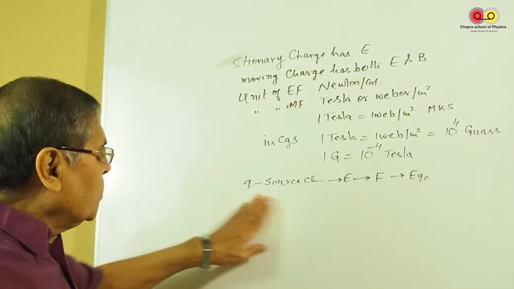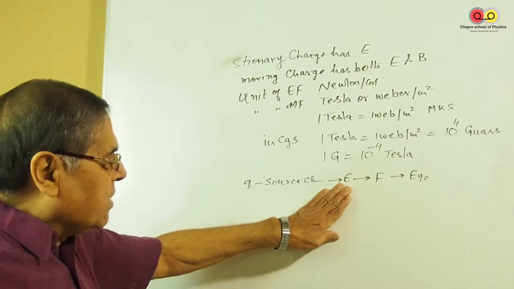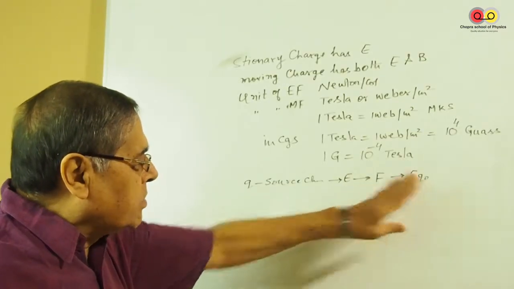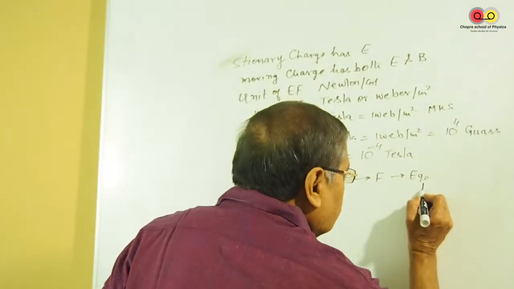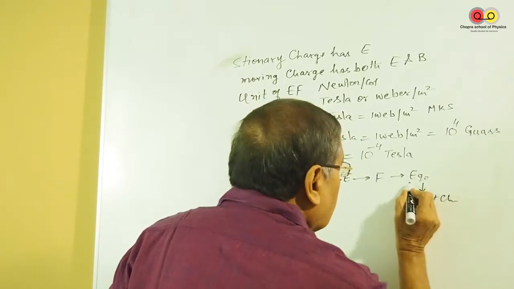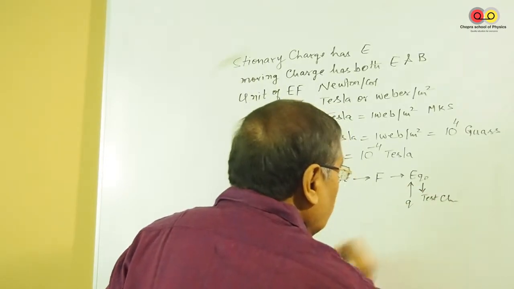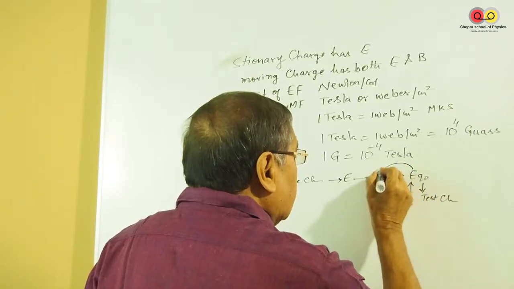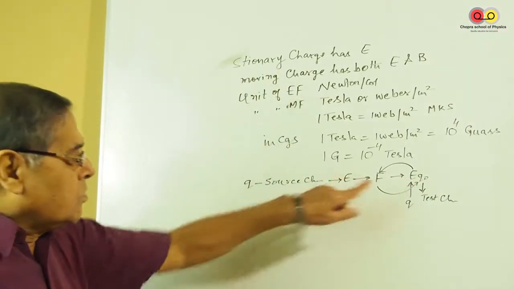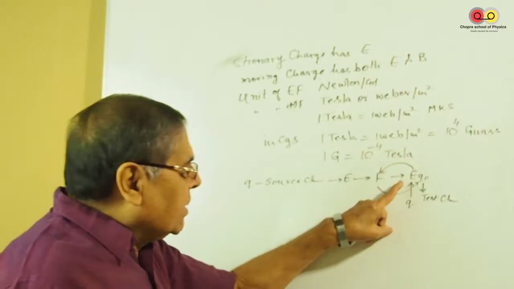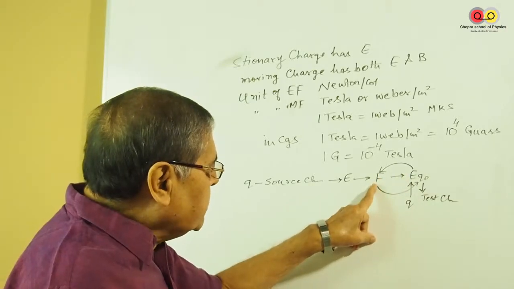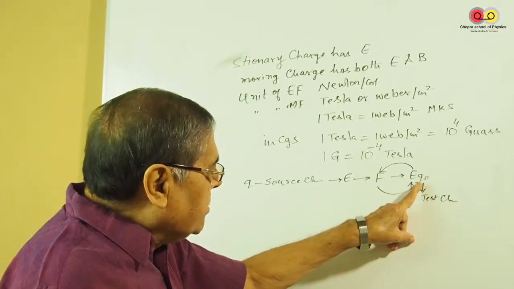So what I have written: Q, source charge, giving rise to electric field. Electric field exerting force. Force is E Q naught, where Q naught is the test charge. Electric field generated by Q, E exerting force, and force experienced by the test charge. So you will remember like this: the source charge will give rise to E, E will exert force, and the force will be experienced by the test charge.